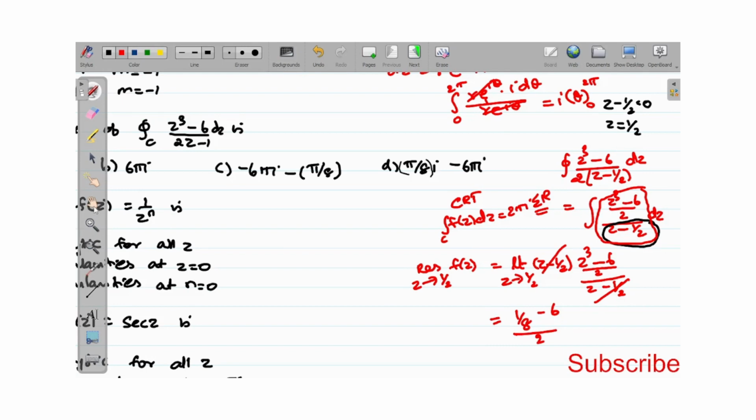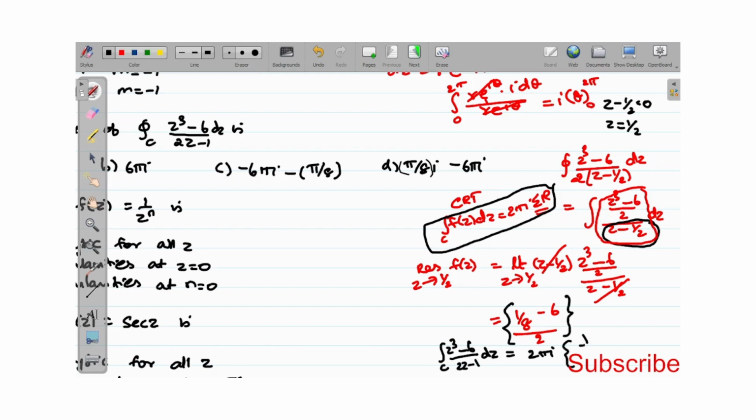Now we can substitute this into the Cauchy residue theorem. So the integral over C of (z cube minus 6) divided by (2z minus 1) dz is equal to 2 pi i into the summation of residues. The residue we found is 1 by 8 minus 6 divided by 2. You can cancel this 2, so the remaining is pi i into 1 by 8 minus 6. That is, you can see option D, pi by 8 into i minus 6 pi i. So option D is the right one.